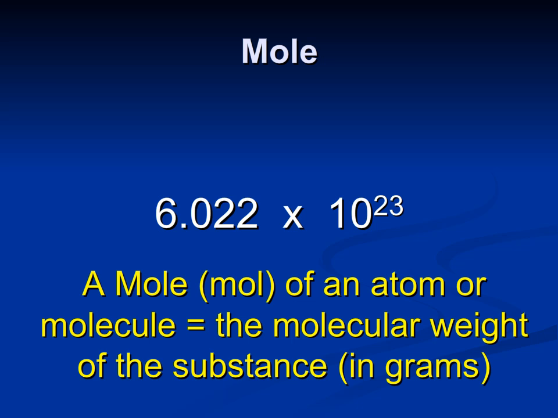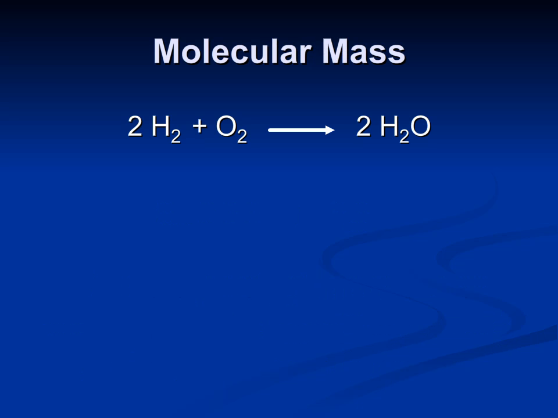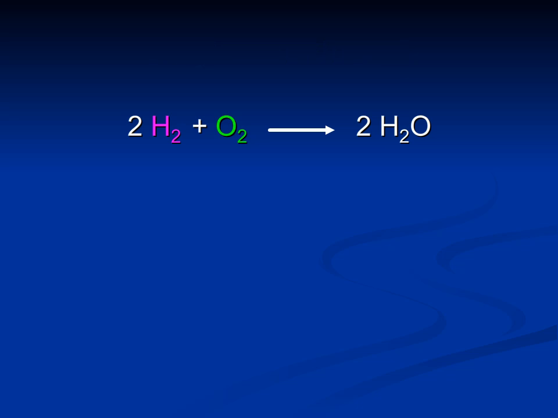Need an example? Okay. Here's our equation again. What we first need to do is find out the molecular mass of the reactants, hydrogen and oxygen. So look at your periodic table and find the mass number for hydrogen and oxygen. Okay, the mass numbers are approximately 1 for hydrogen and 16 for oxygen, but they are in their molecular forms, so we need to double that number.